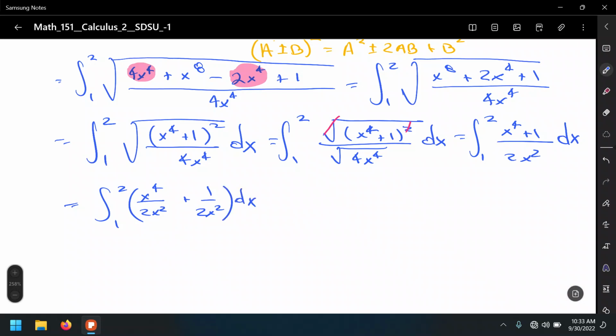Let's simplify each term. x to the 4th over x squared, that's going to be the integral from 1 to 2 of x squared over 2. And you know what, instead I'm going to change notation to 1/2. I think it would be easier to integrate it, and that's just going to be x to the second power in the denominator. I'm going to move it to the numerator, or rather as x to the minus 2, and we should be able to integrate this.